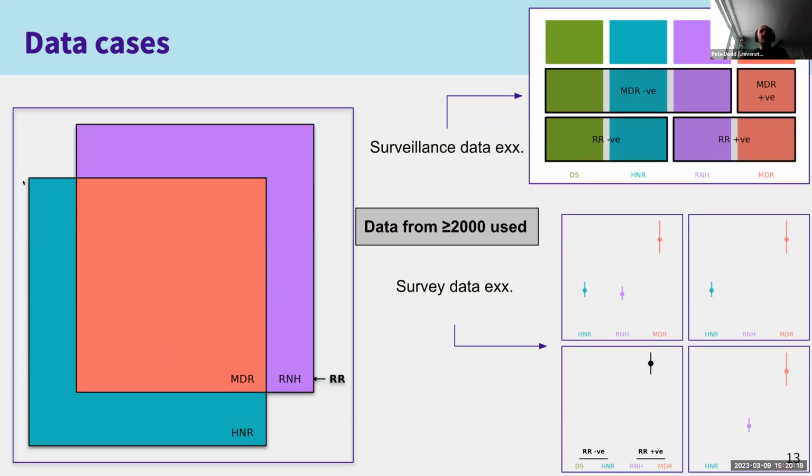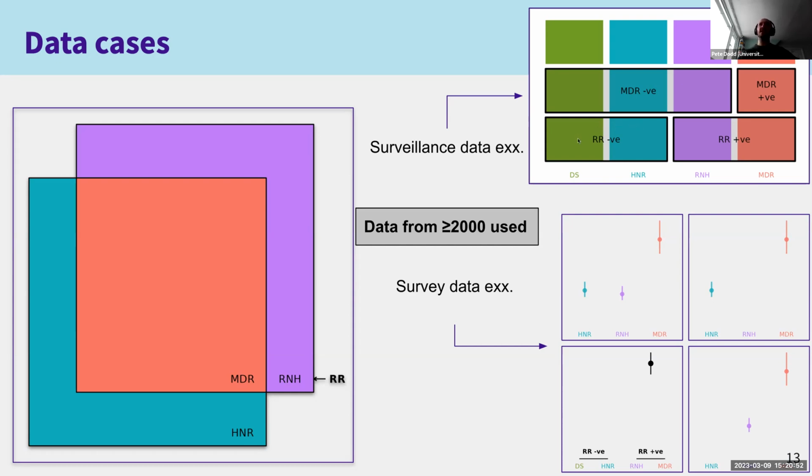Now, that's what is out there amongst patients with TB. If you have surveillance data, then in an ideal world, what you'd hope is that it's basically taking your patients and binning them into one of four boxes. So they're either susceptible to both isoniazid and rifampicin, or they're HNR, RNH, MDR, right? So your total count is going to get distributed amongst them. It doesn't always work out like that.